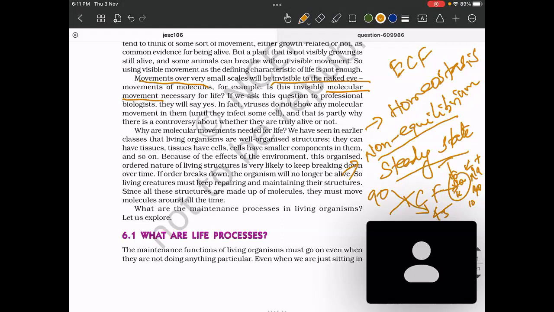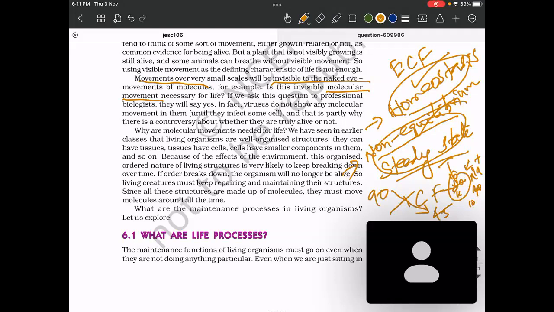So all these things are supporting what are all the two mechanisms? Homeostasis and non-equilibrium steady state. So all the processes are to support what? Homeostasis and non-equilibrium steady state mechanisms. Can you understand the importance of life processes and examples of life processes and how you can say something is alive or not alive?